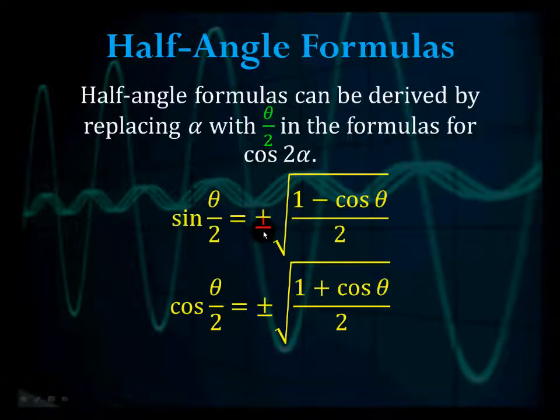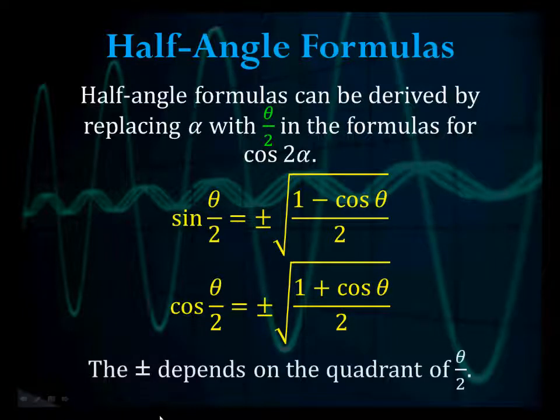Now, we have this one little pesky thing with this plus or minus sign. How do we decide which one to use? That's going to depend on what quadrant theta over 2 is in. So you'll know what theta over 2 is, and based on what its value is, you can tell which quadrant you're in. And that will tell you whether to use the plus or minus sign, depending on whether sine or cosine is positive or negative in that quadrant.